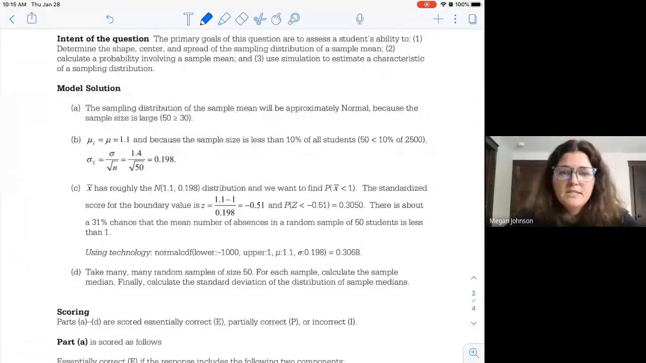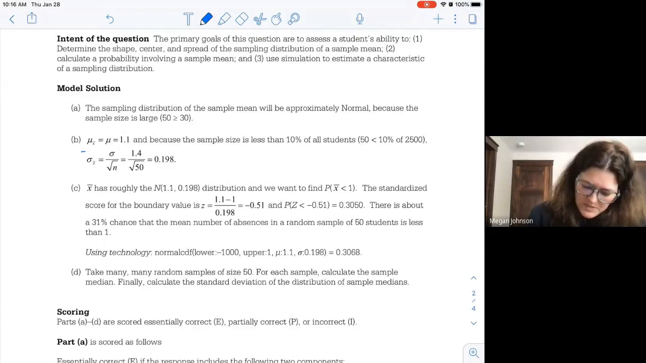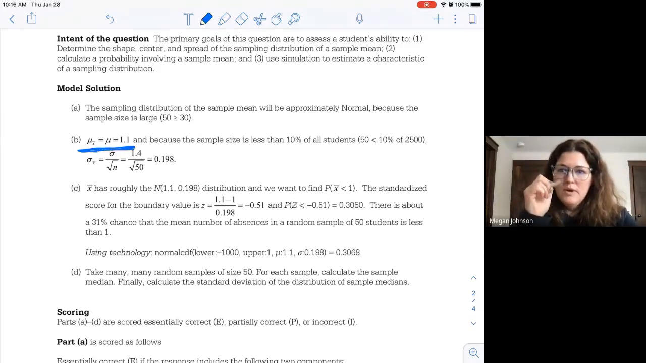So in part B, you were supposed to find the mean and the standard deviation of the sampling distribution. Really helpful for us, the mean of the sampling distribution is going to be equal to the mean of the parent population, which in this case was 1.1. So that's this piece right here. And I don't know if you can see, but the mu has an X bar by it. That tells you that it's the mean of the sample means.